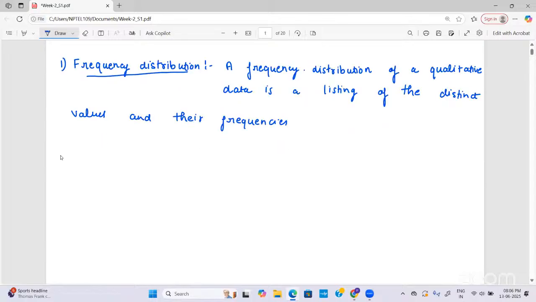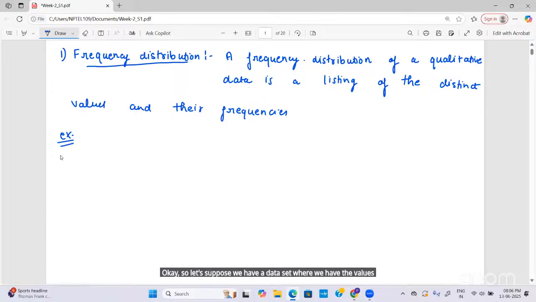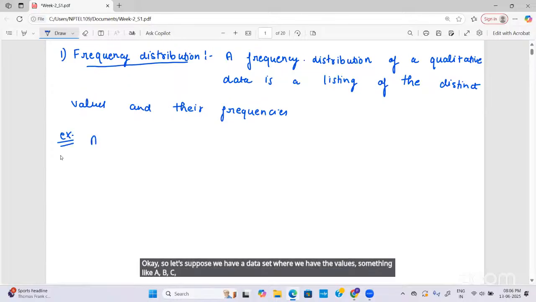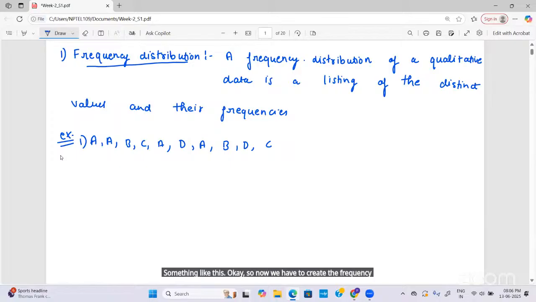Okay, so let's suppose we have a data set where we have values something like A, B, C, D, A, something like this. Now we have to create the frequency table of this small data set. First of all, we will write all the distinct values in our data set.